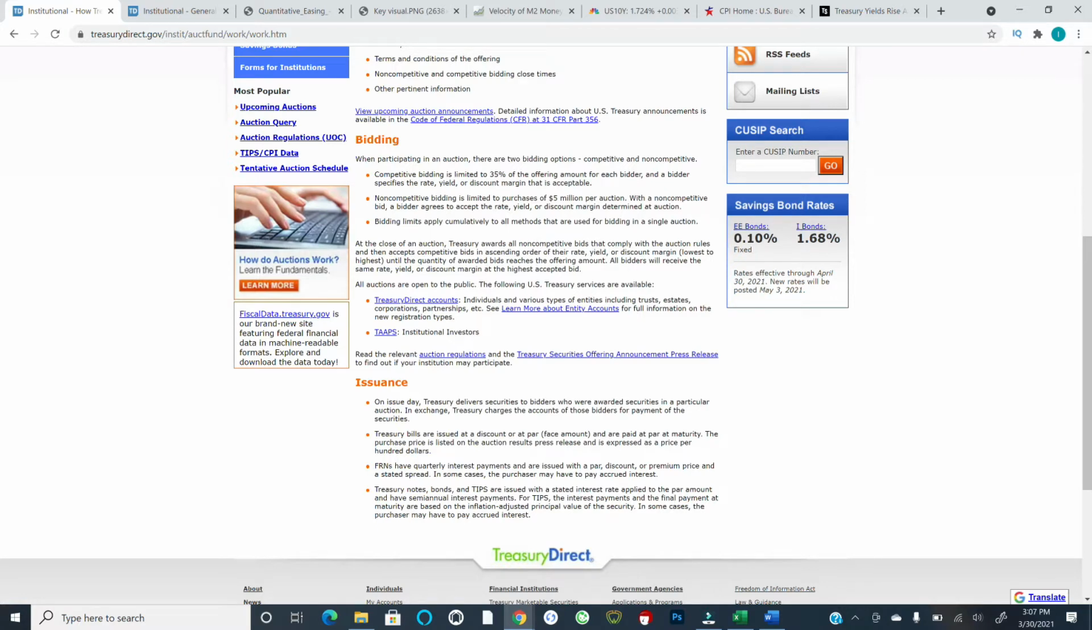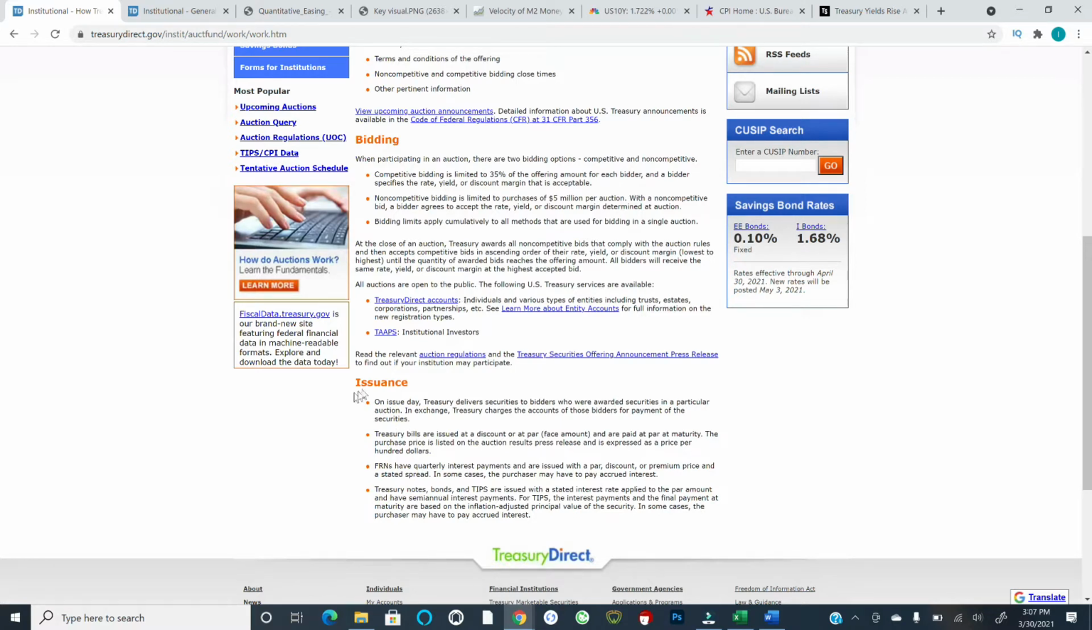But basically all the different kind of entities that are potentially bidding are doing so through a Treasury Direct account, or if they're institutional investors through this TAPS program. And so this could be a wide range of organizations that are doing this. Could be individuals, right? I mean, you could literally go on and bid for treasuries. Also corporations, estates, trusts, and other financial institutions.